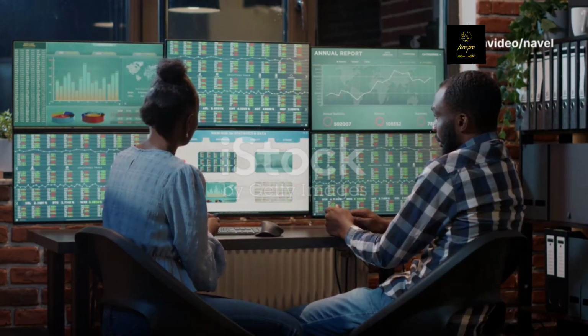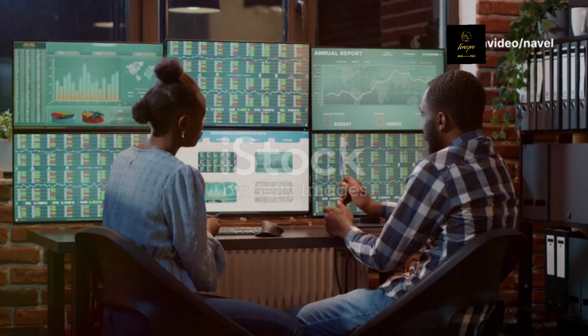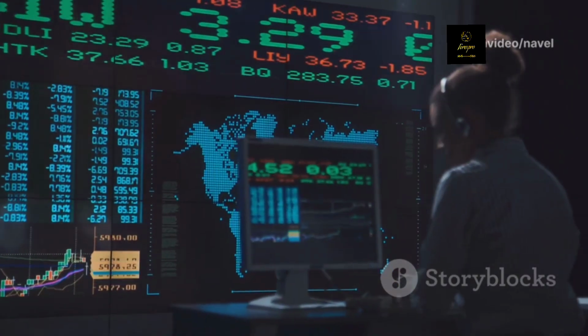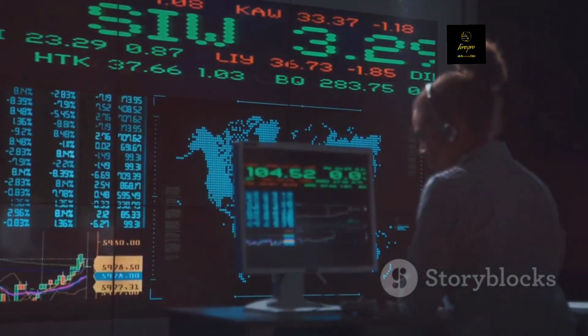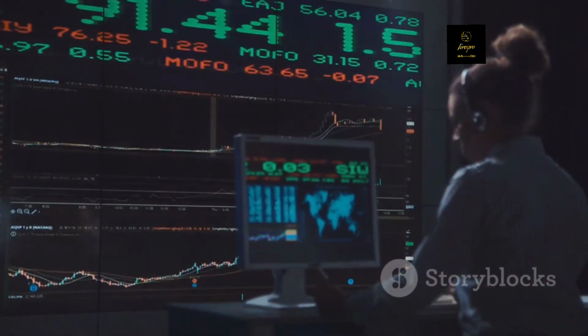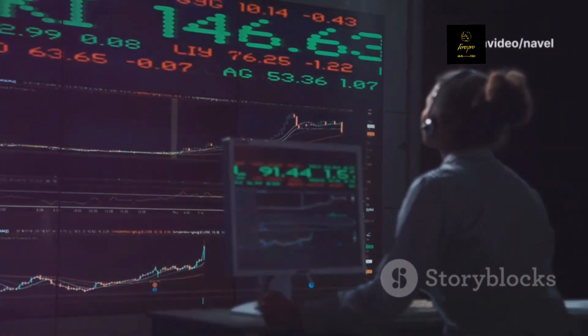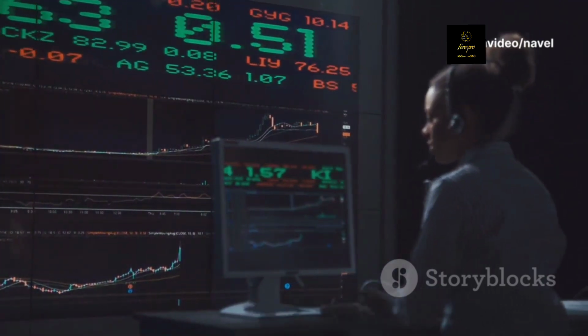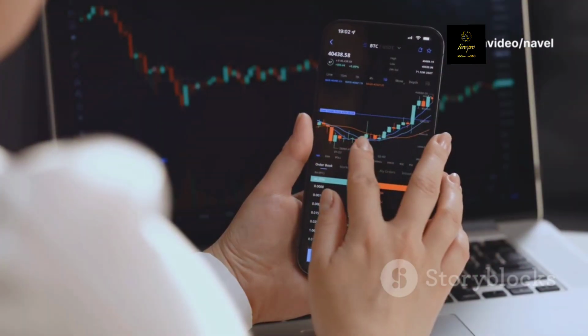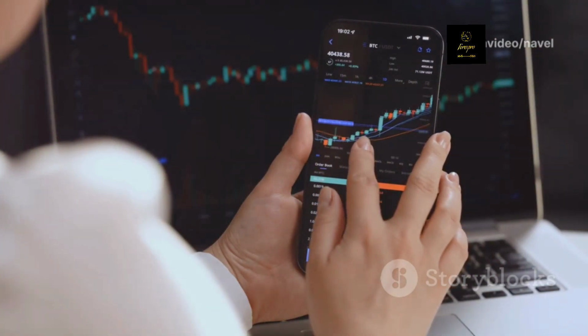Brokers. Your gateway to the Forex market. You can't trade Forex without a broker. Brokers act as intermediaries, connecting you to the interbank market and providing you with the platform to execute your trades. Choosing the right broker is paramount for your success as a trader.